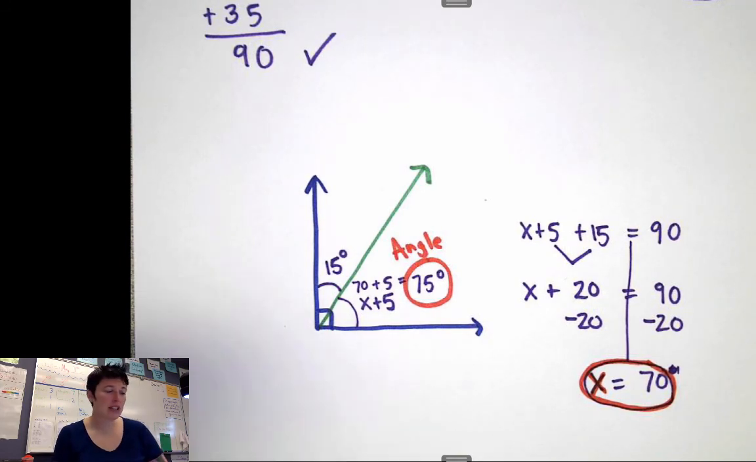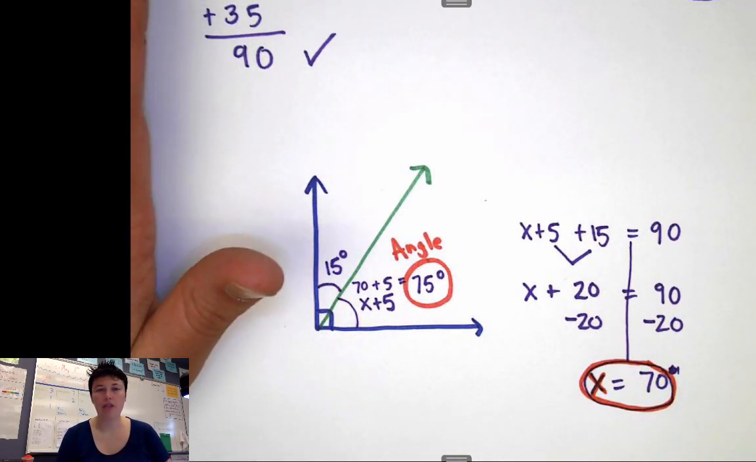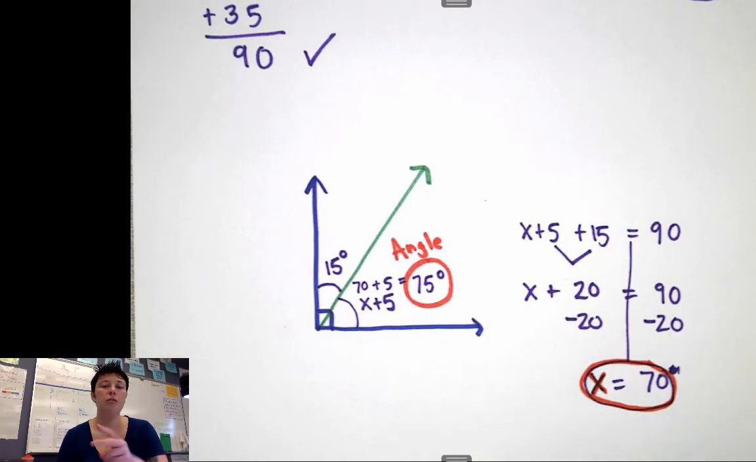Okay guys, so that's the basics there. That's complementary angles. Two angles that make 90 degrees are complementary.